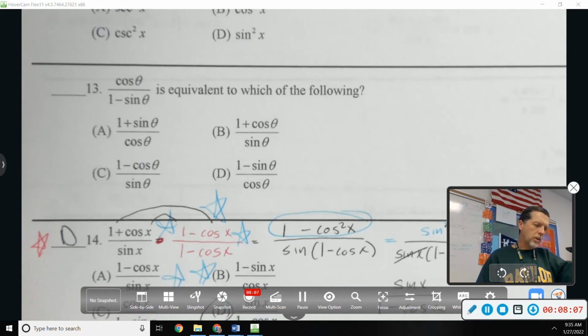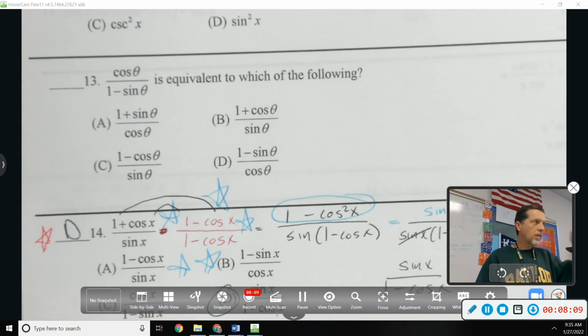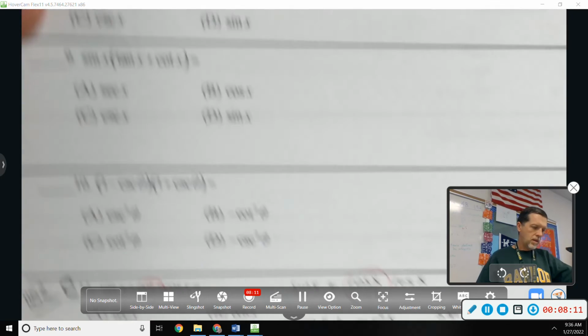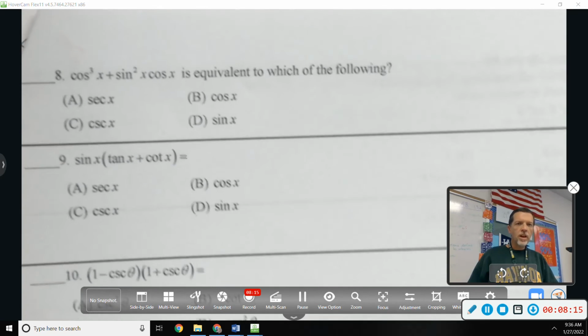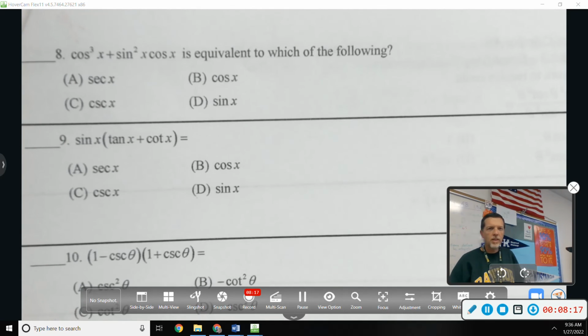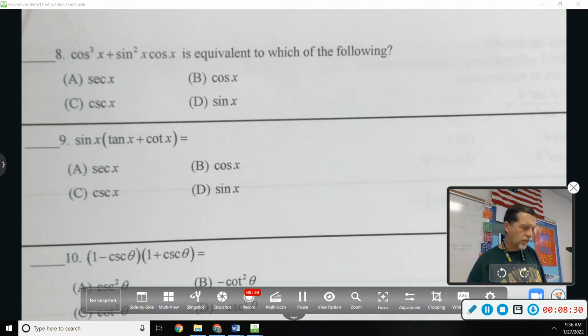Anything else from that worksheet? Andrew? Number 8. Cosine cubed plus sine squared cosine is equivalent to which of the following? Do you have any idea on number 8? Because there are no substitutions you can do, really, right? Because everything's already in cosine and sine.